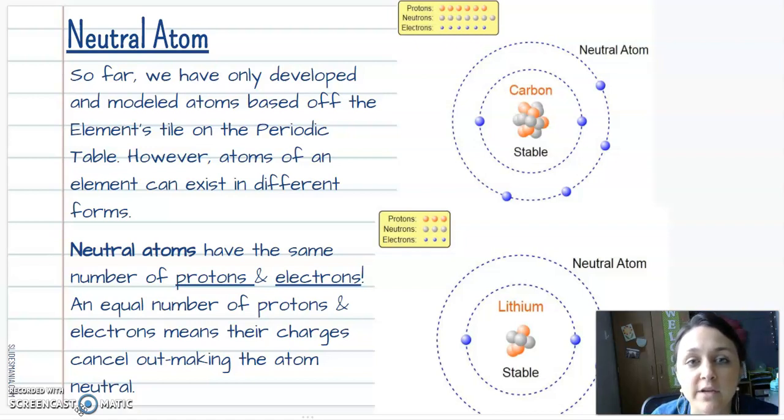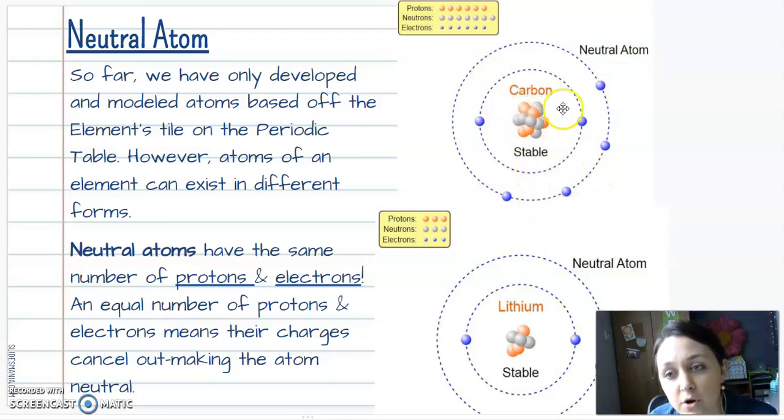So far we've only discussed the neutral atom. We've discussed an atom as it appears in the periodic table, with an atomic number equal to the number of protons, with an atomic mass minus the atomic number giving you your neutrons, and with electrons equal to protons. That is our neutral atom. Protons and electrons are equal, giving positive and negative charge, equal balance, so it doesn't have an overall charge.